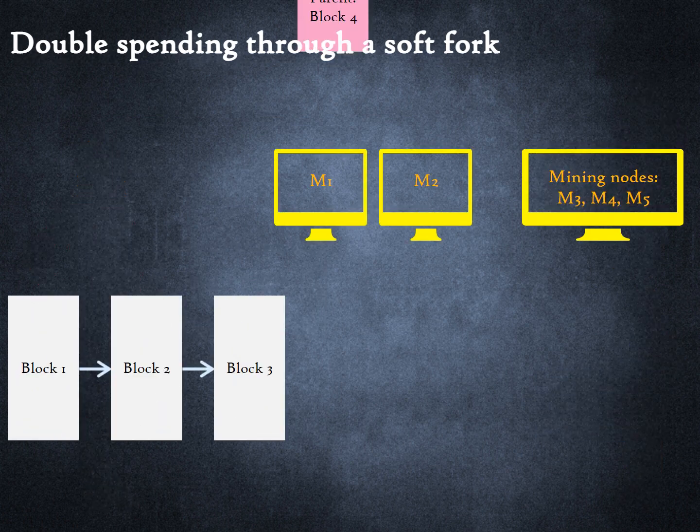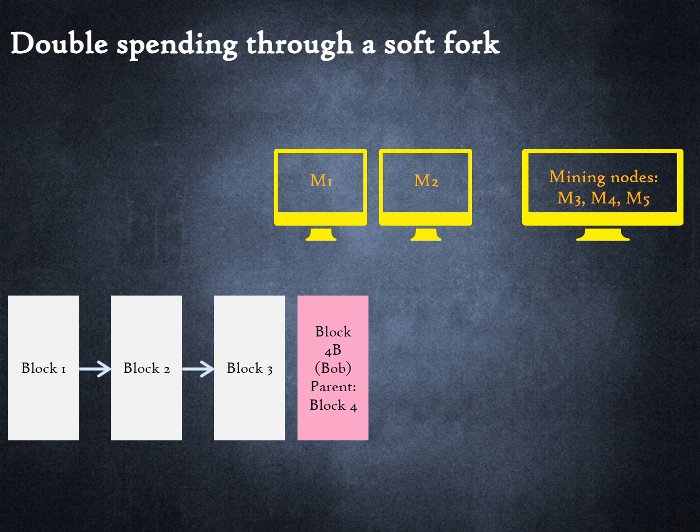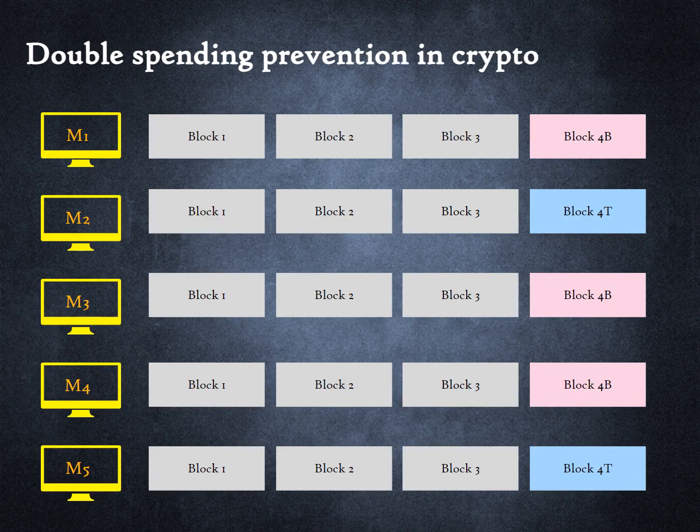Now miner 1 and miner 2 chance upon the golden nonce near simultaneously. The payment to Bob is included in block 4B mined by miner 1. The payment to Tom is included in block 4T mined by miner 2. Some nodes receive block 4B first and some receive block 4T first. Below is what the blockchain looks like for each node.